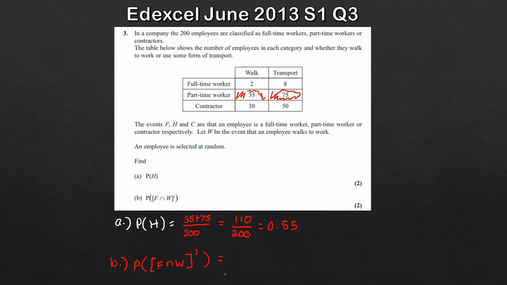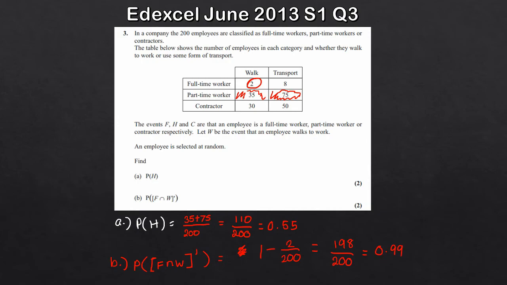So what's the probability of being F and W? Well, what's F first? So F is a full-time worker and W is that they walk. So how many full-time workers walk? Well, full-time workers that walk, so it's just this value here. So that's 2. So actually, F intersection W is 2, but we want the complement of that. So essentially that's just everything but that one. So if you want everything but that one, that's going to be essentially 1 minus 2 over 200. Okay. Work this out. This will give you 198 over 200, which we could write as 0.99.